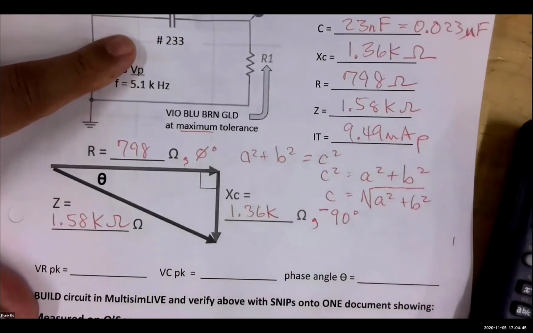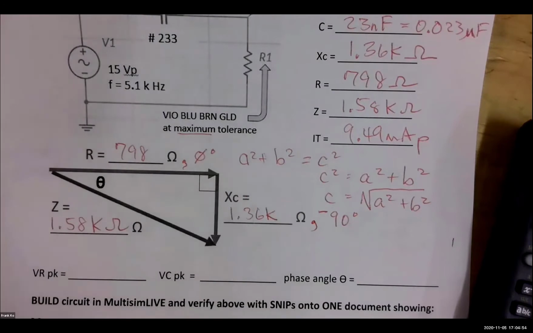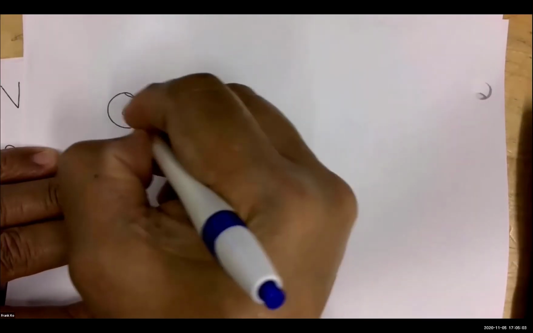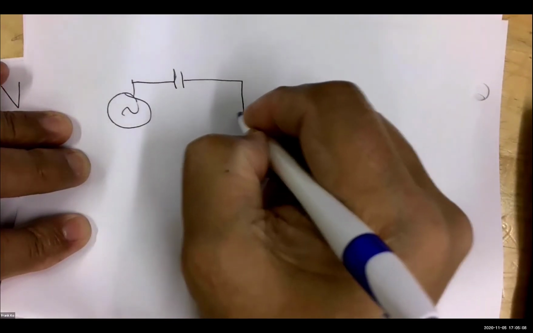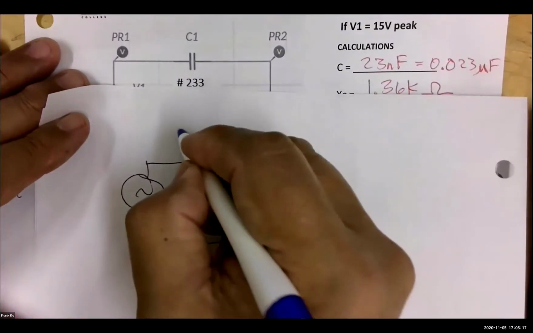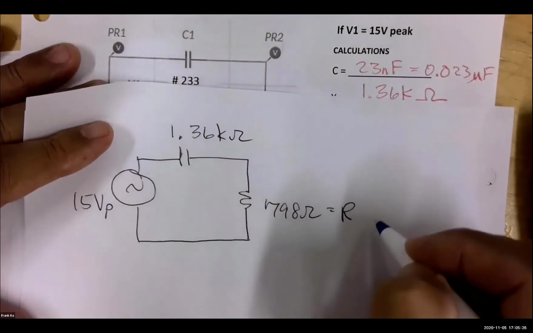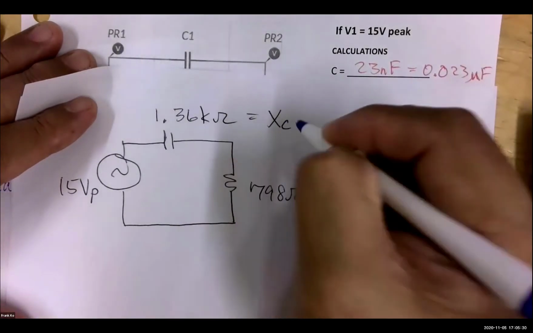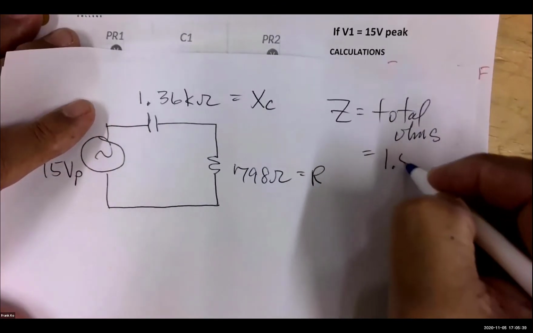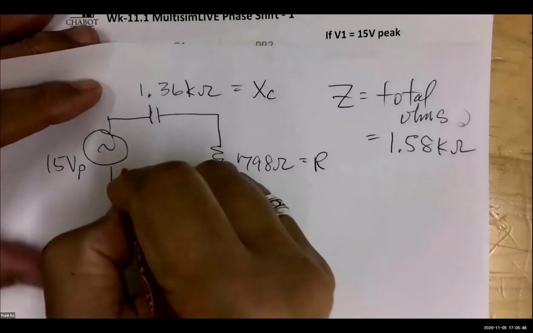Just a few more calculations on this. And in our circuit, we have so many markings on the original, I'm just going to draw a clean version. We have a capacitor here, we have a resistor here. Close this up. This represents 798 ohms. This represents 1.36 kilo ohms. This is a 15 volt peak. So this represents R, and this represents X sub C. Z is total ohms. And Z was calculated as 1.58 kilo ohms.